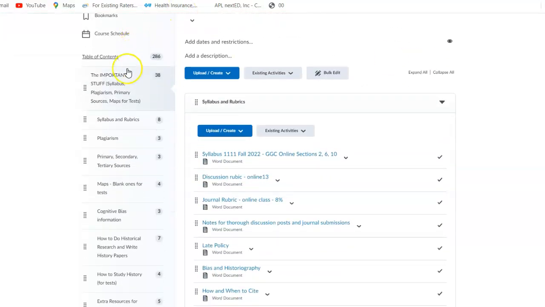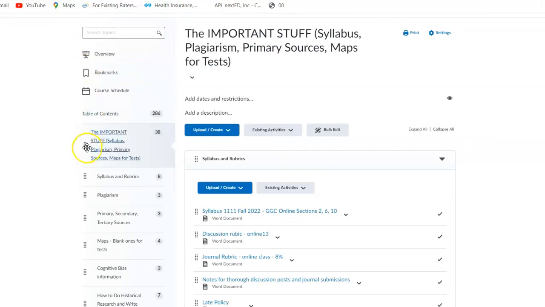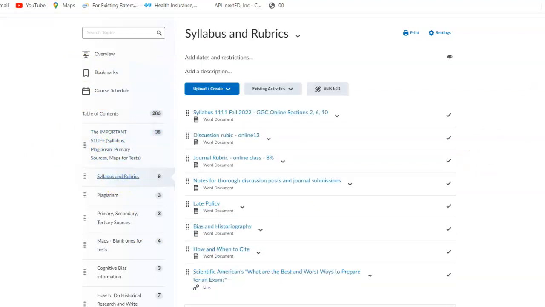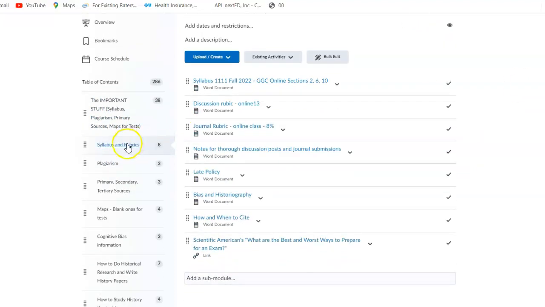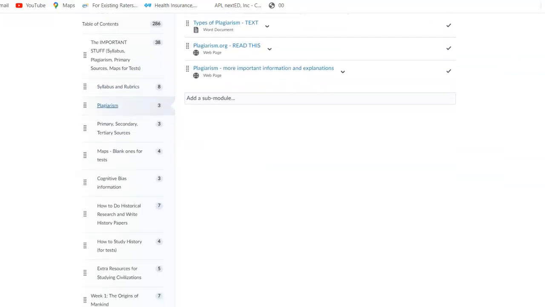Over here on the left-hand side, each one of these is effectively a file folder, one for each week. As you'll notice, the most important stuff, what I call the meta information, is the first file that you see. It has your syllabus and rubrics folder in it. In fact, as you scroll down, I'll show you syllabus and rubrics, information on plagiarism, because I take plagiarism very seriously. We'll discuss that in a minute.